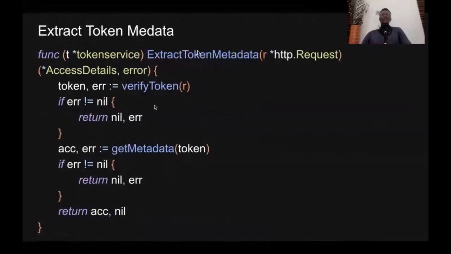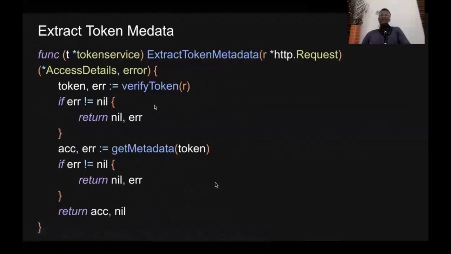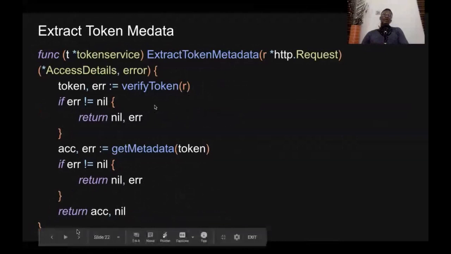This function now helps us. We call the verify token here and the get metadata here. So what this helps us do is, as you can see, we defined the verify token function and the get metadata before now. We verify the token, get the metadata, and return it to the caller. So this is the step of getting the token from the request, verifying the token, then returning the token back to whoever needs it.